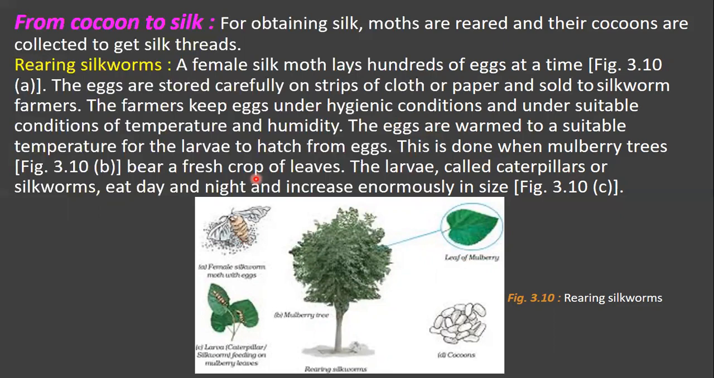The larvae, called caterpillars or silkworms, eat the mulberry leaves day and night and increase enormously in size.